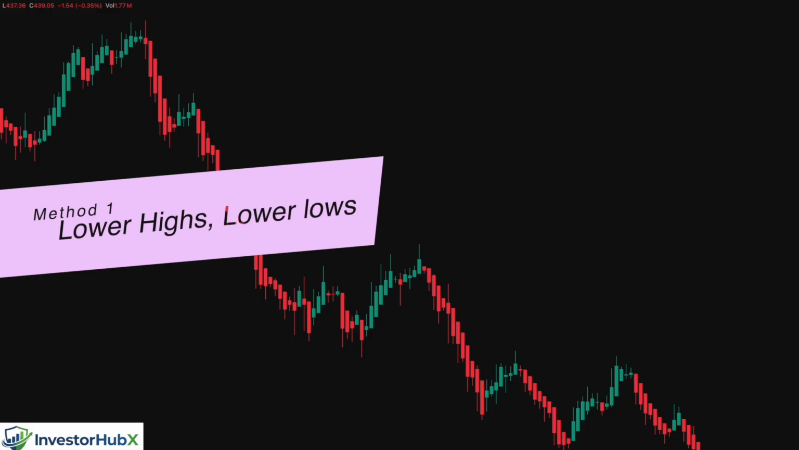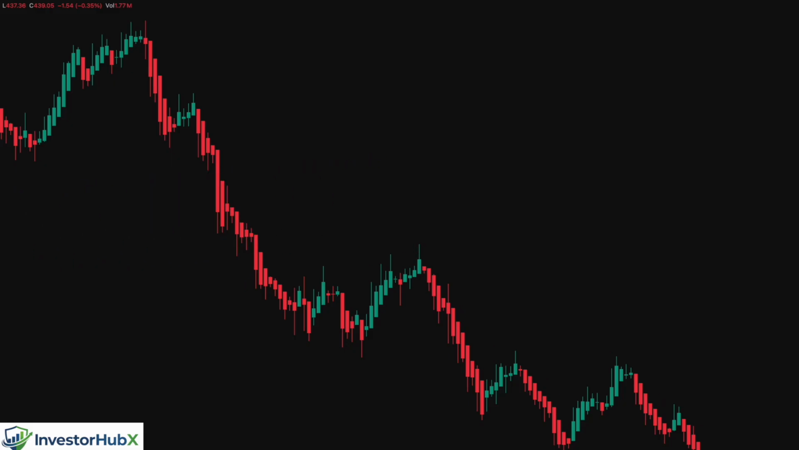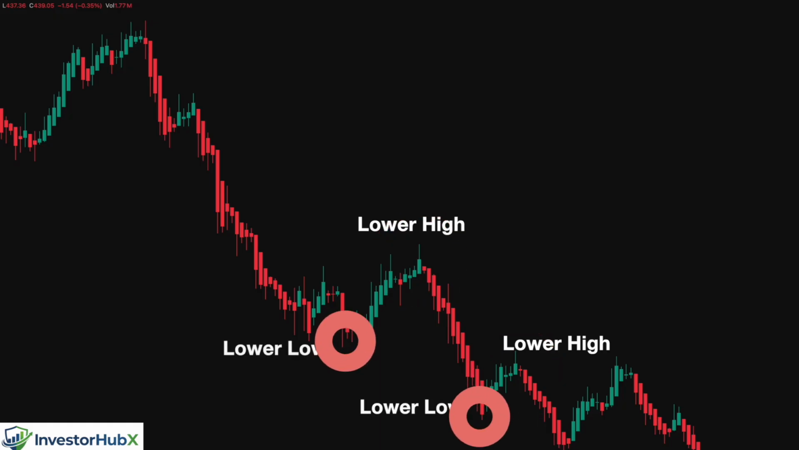Now that we've covered how a bull market ends, let's look at how to identify a bear market. The first and most important way to identify a bear market is the formation of lower highs and lower lows.